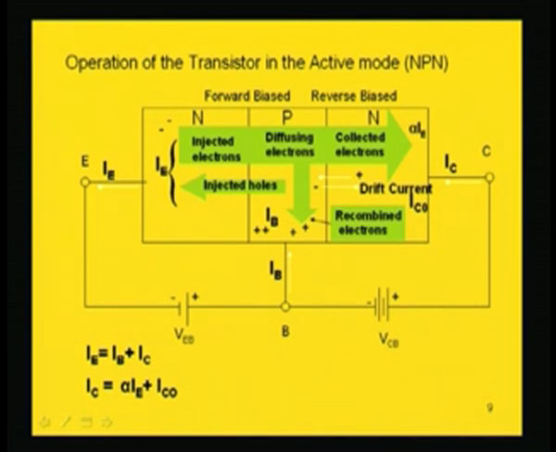Now, out of these electrons which are diffused from the emitter to the base region, a part will be recombined with the holes in the base region. Due to this recombination of electrons and holes in the base region, the current which will be provided by this battery VEB is IB, but its direction is towards the transistor, going into the transistor, because of the recombination taking place in the base.